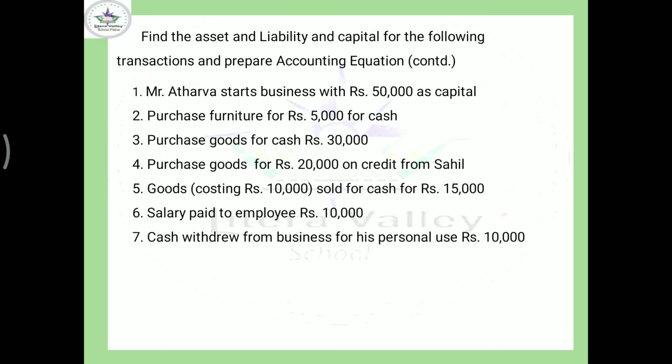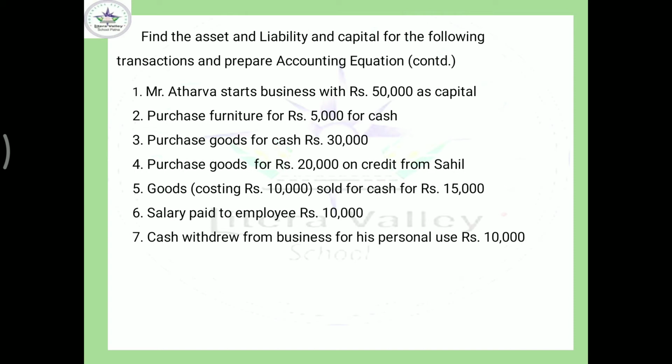And the last one is here, seventh transaction. Cash withdrawn from business for personal use of 10,000. Obviously it is required because Atharv has started a business. Obviously he needs to withdraw the amount for his household expenses. So what is the impact of this one?